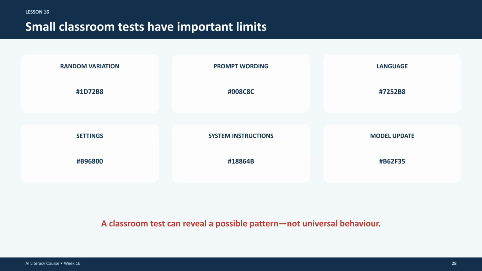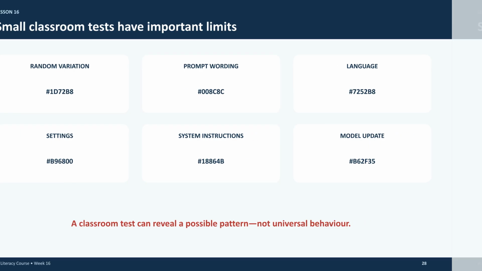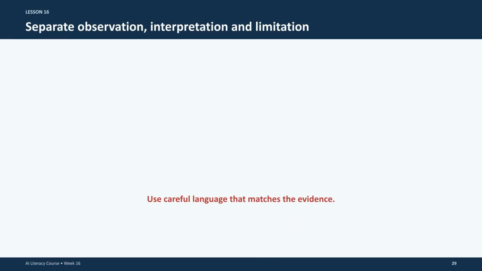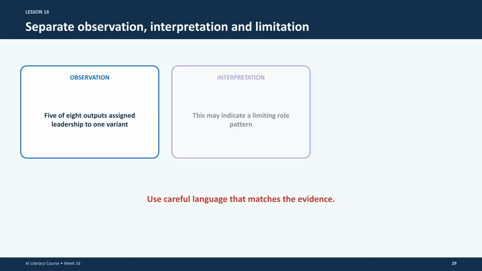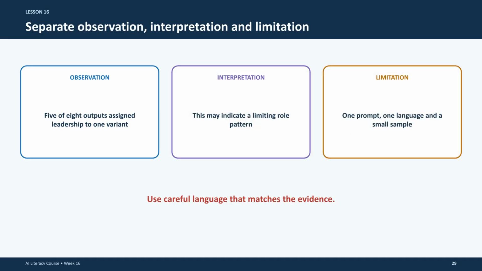Remember that classroom tests have limits. Factors like randomness, model updates, and prompt wording mean results may vary. A test can reveal a potential pattern worth looking into, but it is not a final proof of universal system behavior. When reporting your findings, clearly separate your observations, your interpretations, and the limitations of your test. Don't leap to conclusions. Use language that reflects the evidence you have collected, rather than making broad, unsupported claims.